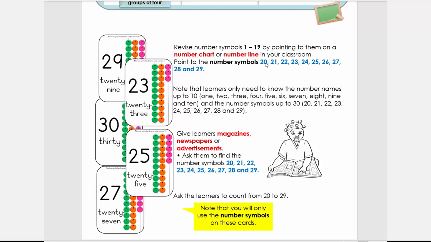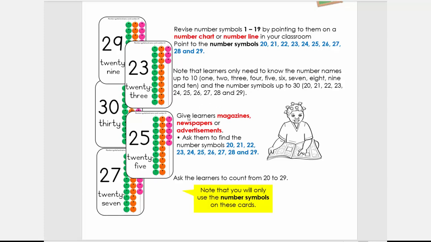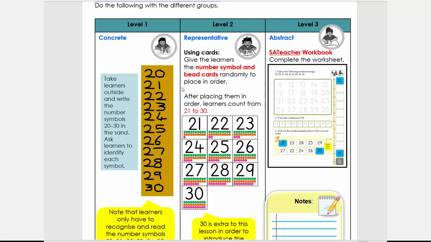So firstly, you're going to revise the numbers 1 to 19. You can just write it down and they need to identify the number symbol. Then you're going to give them magazines or newspapers, and you're going to ask them to find these numbers from 20 to 29. If you don't have magazines or newspapers, just write these numbers randomly on a piece of paper and then read out the number and ask them to find it. So I want you to pause and then do this activity. Welcome back.